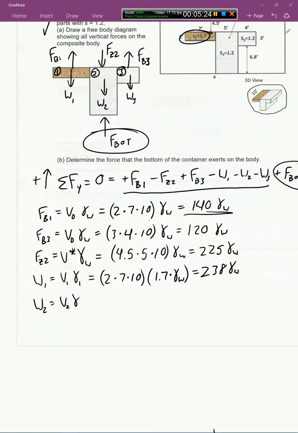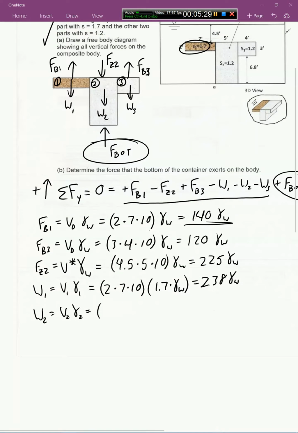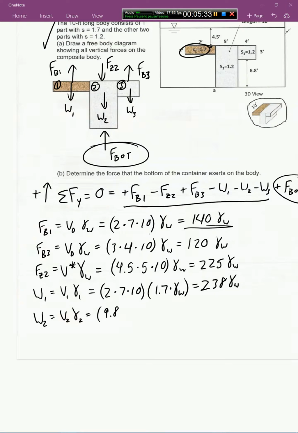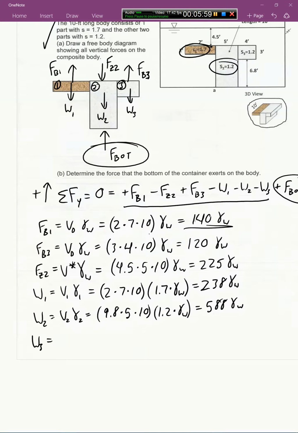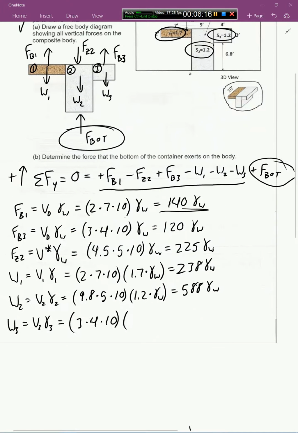W2 is volume 2 times gamma 2. Volume of 2 is 6.8 plus 3, so that's 9.8 times 5 times 10 times the specific weight of 2, which is the specific gravity times the specific weight of water. So the middle portion is 1.2 times heavier than water, and this comes out to be 588 gamma water. And finally, W3 is the volume of 3 times the specific weight of 3. The volume of 3 is 3 times 4 times 10, and the specific weight of 3 is the specific gravity times the specific weight of water. This is again the same as the middle, 1.2 times heavier. And this comes out to be 144 gamma water.